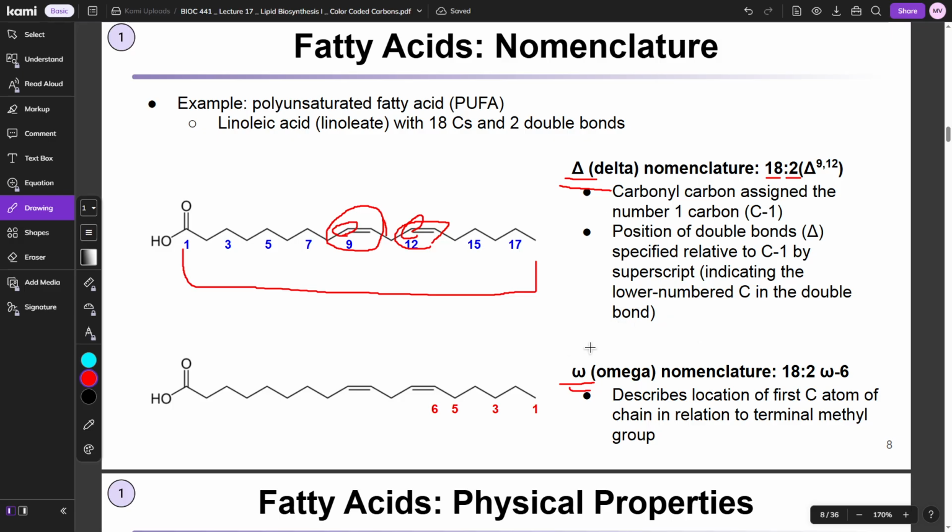So we can see here with omega, we still do the same thing, 18 and 2, but instead of counting a delta 9, 12, what we do is we look at the omega. And omega refers to how far away from the last carbon is the first double bond. So this guy right here, the nearest double bond is 1, 2, 3, 4, 5, 6 carbons away from the last carbon. So it's going to be an omega 6 fatty acid. So that's why we call it this weird omega and 6, right?